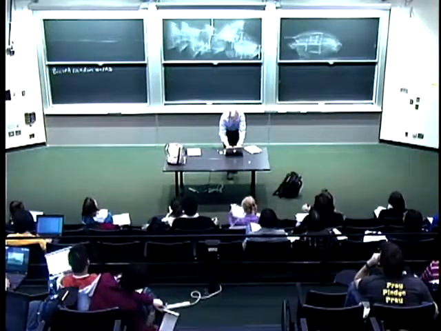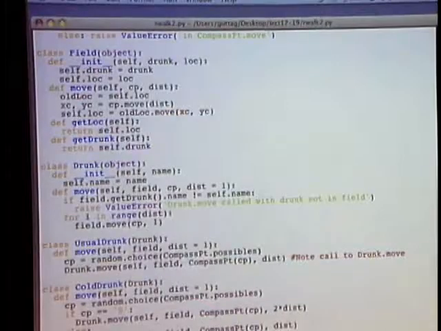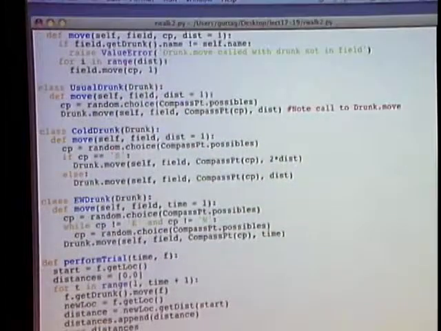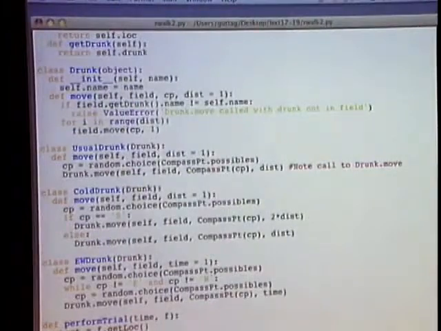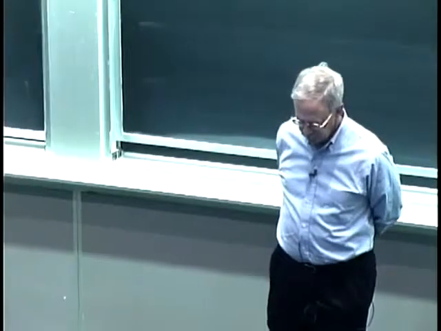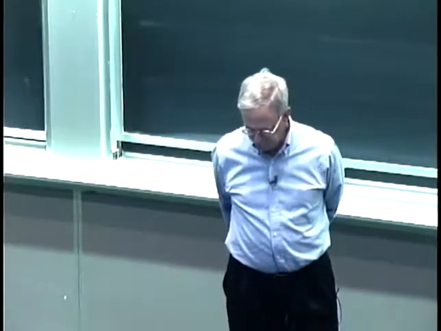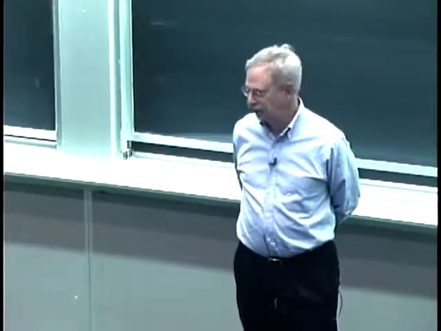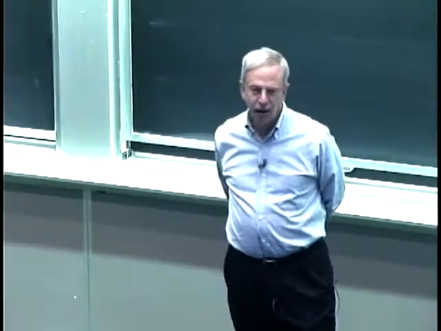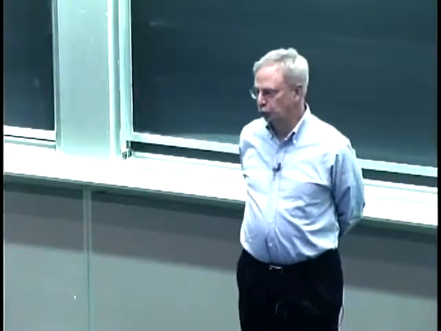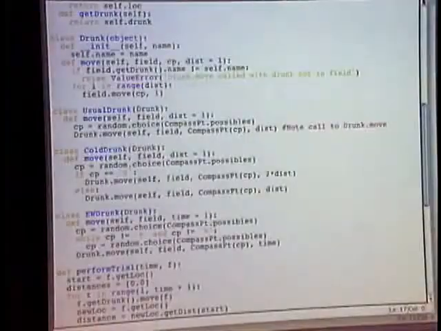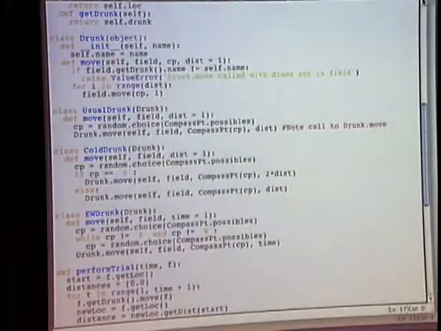Now, drunk itself is a very small class, one I don't actually intend to ever instantiate. I've pared it down. It has only two methods in it. It has an init, which is the same as before, and a move, which is the same as before, or almost the same. Now I'm going to have the class usual drunk. That's the drunk we looked at last time. And this usual drunk will behave just like the drunk we looked at last time.